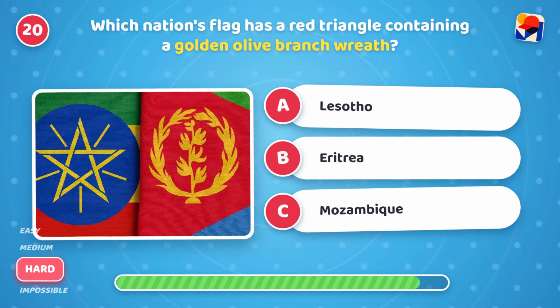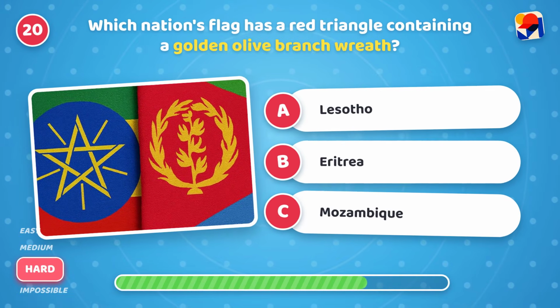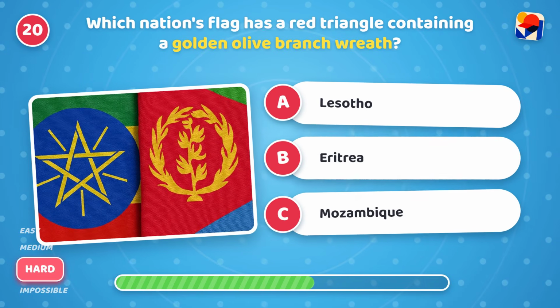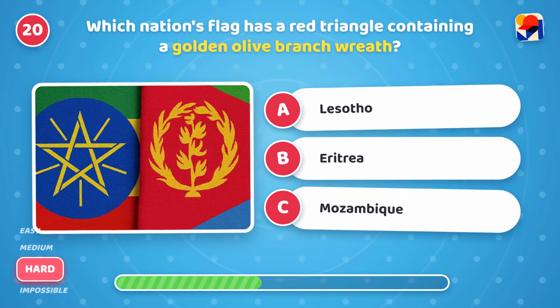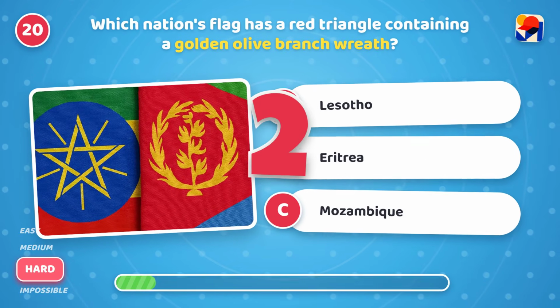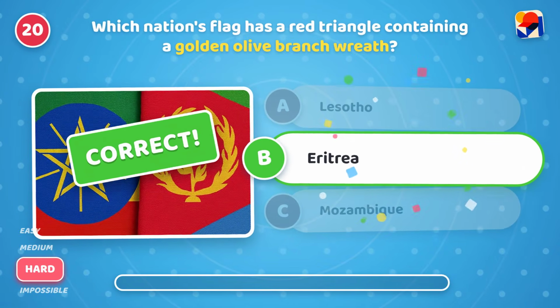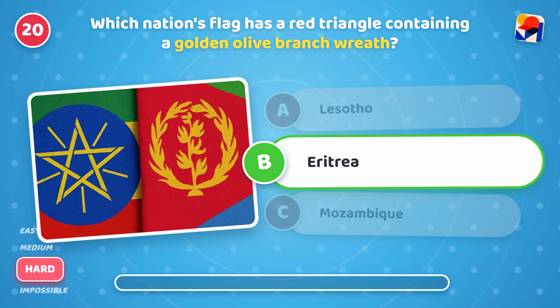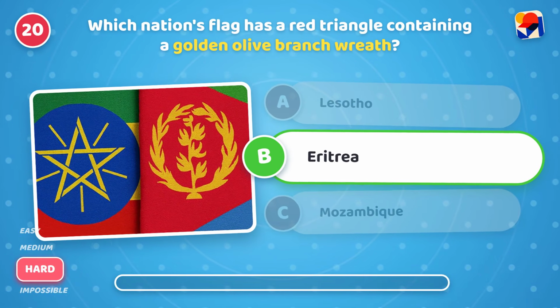Which nation's flag has a red triangle containing a golden olive branch wreath? Is it A, Lesotho, B, Eritrea, or C, Mozambique? It's B, Eritrea. The wreath represents peace and autonomy.